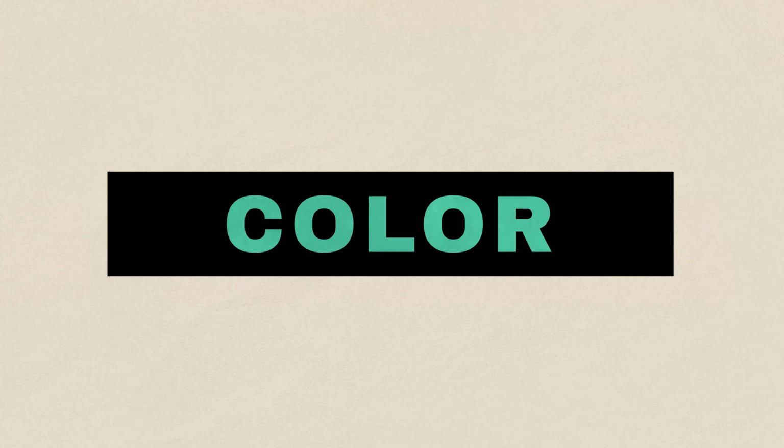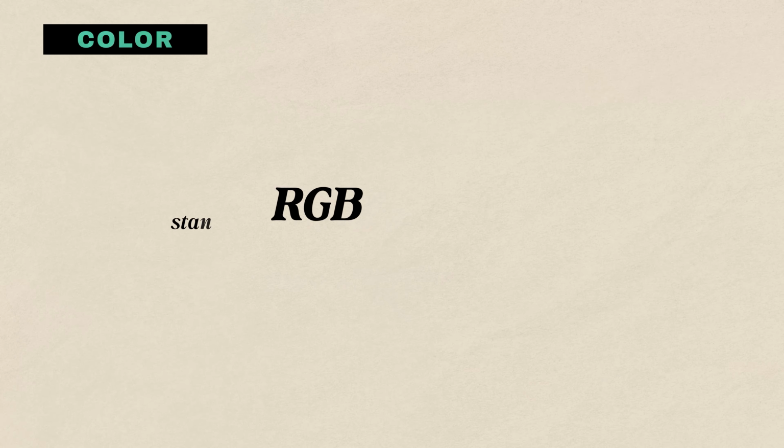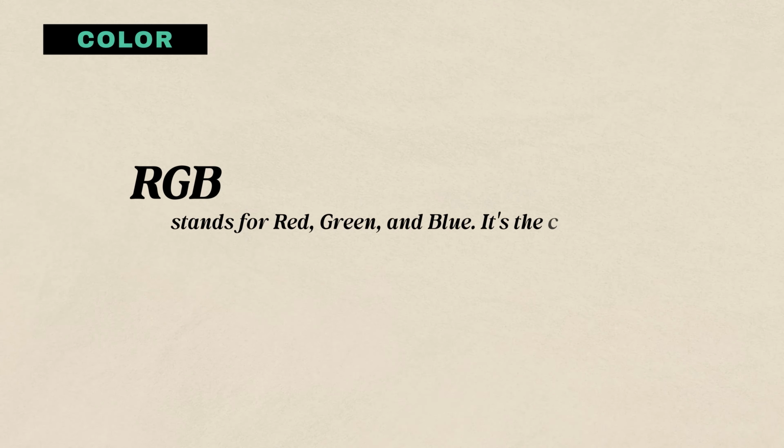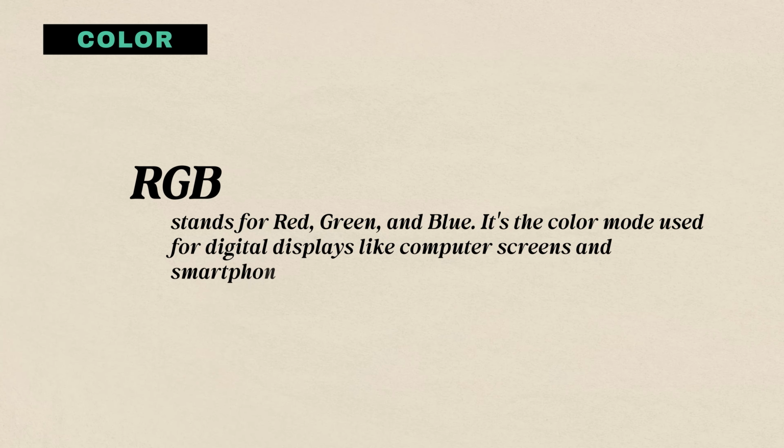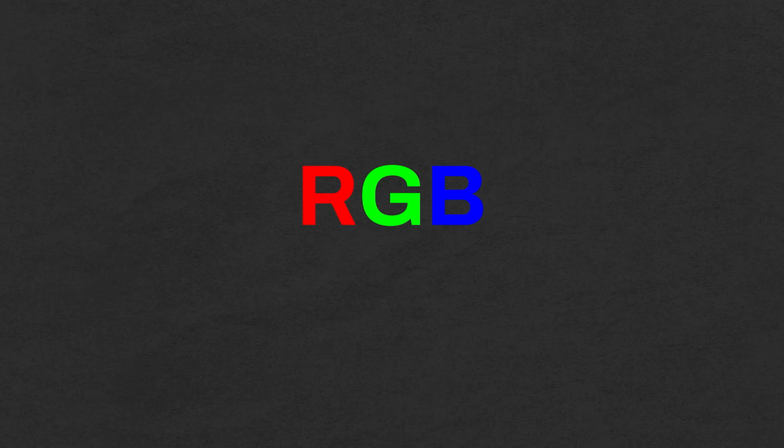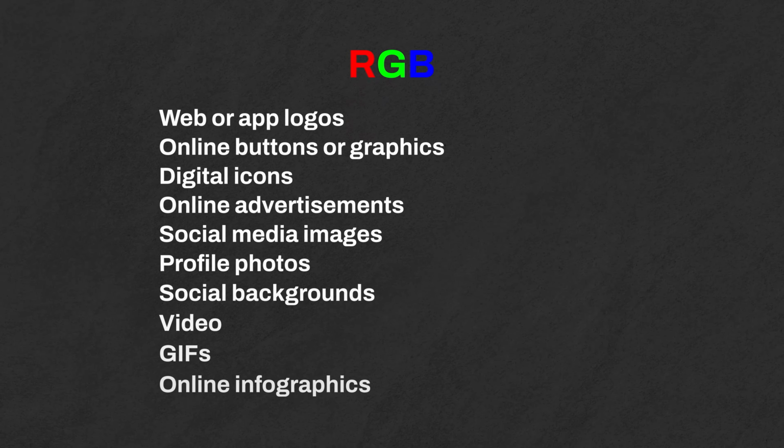Now let's move on to our color terms. RGB, simply defined, stands for red, green, and blue. It's the color mode used for digital displays like computer screens and smartphones. These three primary colors are combined in varying intensities to create all the actual colors you see on these screens. When creating graphic designs intended for digital use, you would set your document to an RGB color mode.